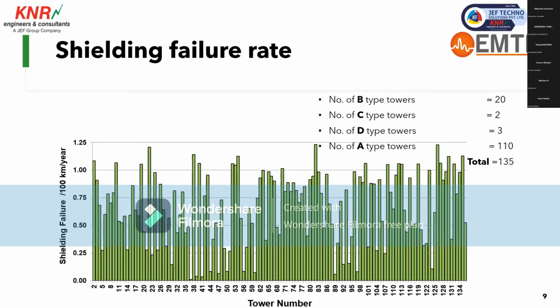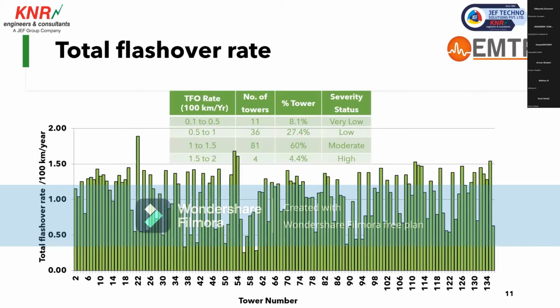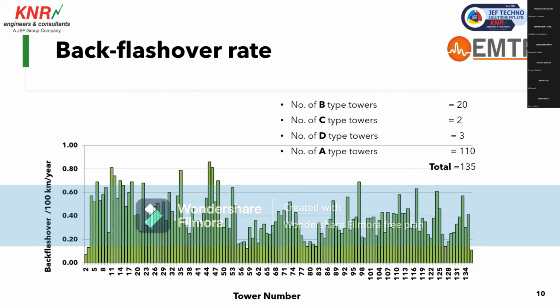So this is the result that we obtained from the IEEE Flash program. This gives the shielding failure rates, back flashover rate, and the total flashover rate of individual towers. This is a typical example of a 220 kV line spanning around 55 kilometers, and it has totally around 135 towers. Of the 135 towers, around 110 towers are suspension type, and the remaining are angle types, C and D types. So exact tower dimensions were used for the analysis. The tower footing resistance values were also the measured actual site values for each individual tower.